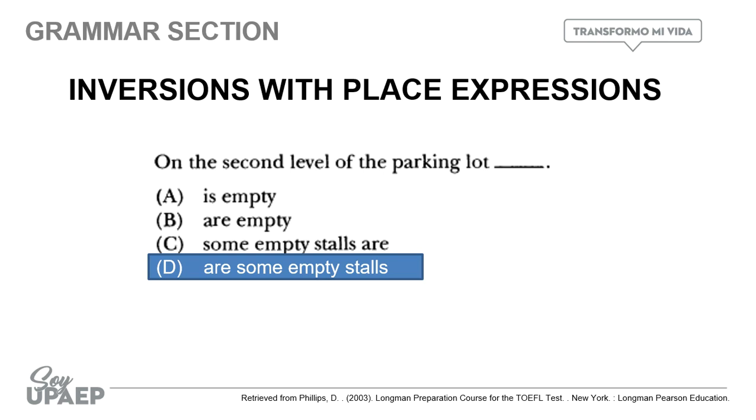Why? Because if you notice, the sentence starts with a prepositional phrase. On the second level of the parking lot, right? It starts with on, that is a preposition. So you need an inversion. Are is a verb and some empty stalls is a subject.